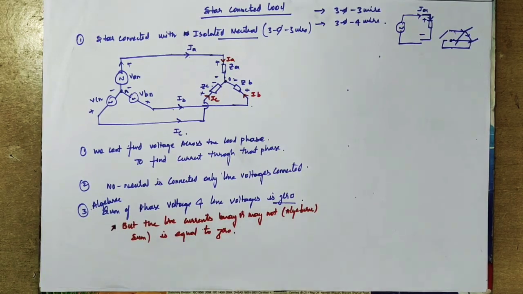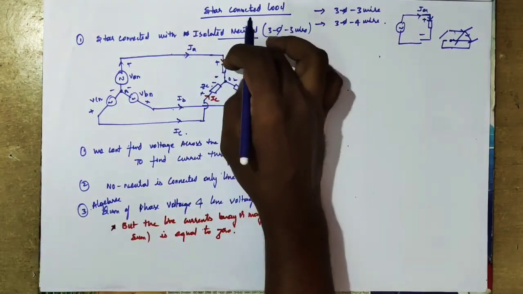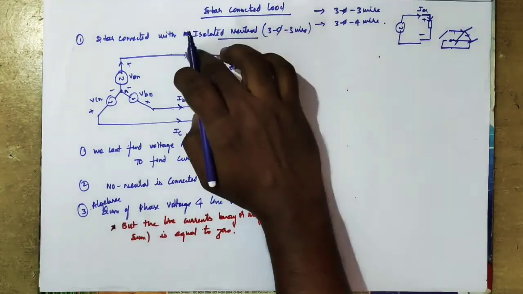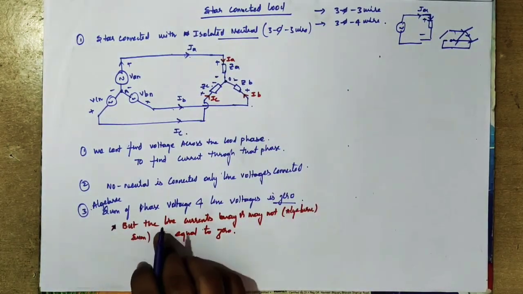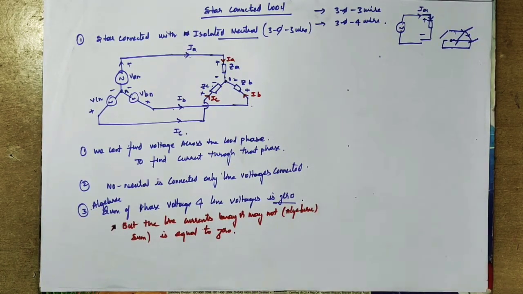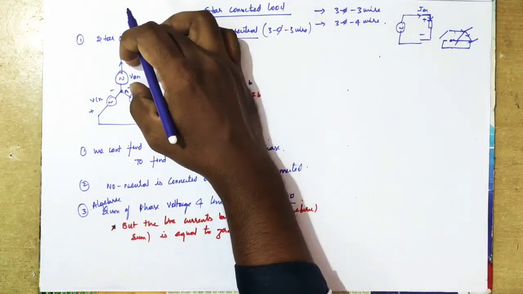Why? Because the line currents will depend on the impedance across these phases. So that's why we cannot judge that the line currents may or may not be equal to 0. Now, the phasor diagrams of the line voltages.